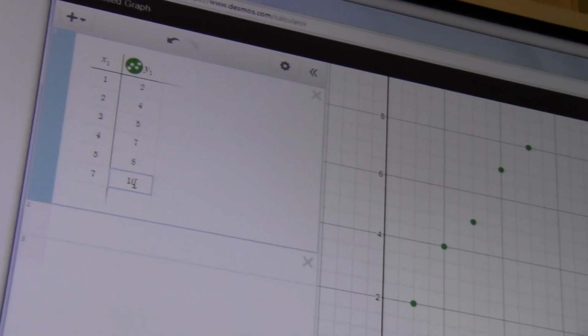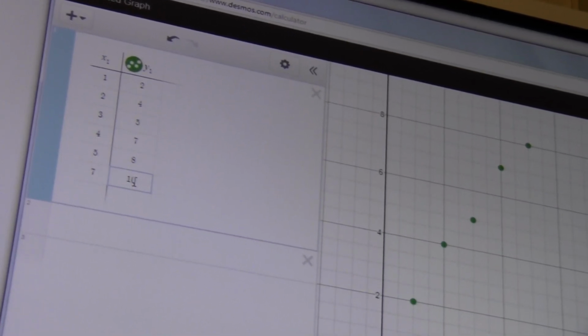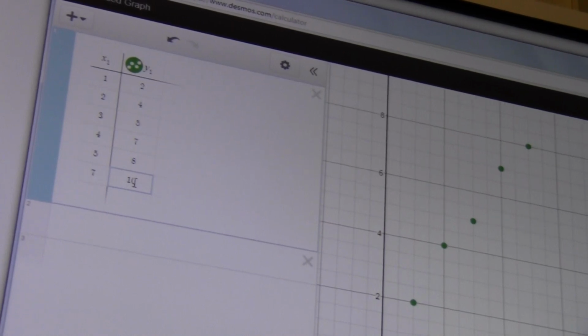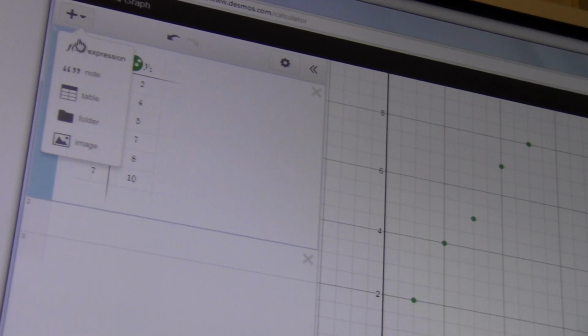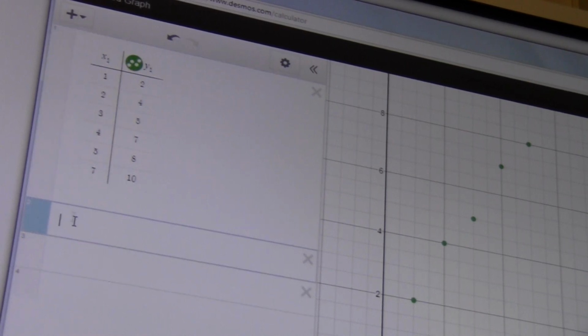Now, I want you to notice that on the right side, you're going to see all the points that you created before by hand. Now Desmos does that for you. The last thing that we're going to do is look at the regression equation. In order to do that, we're going to go back up to the plus sign. We're going to add an expression. Our expression relates the y and the x, the y1 and the x1.